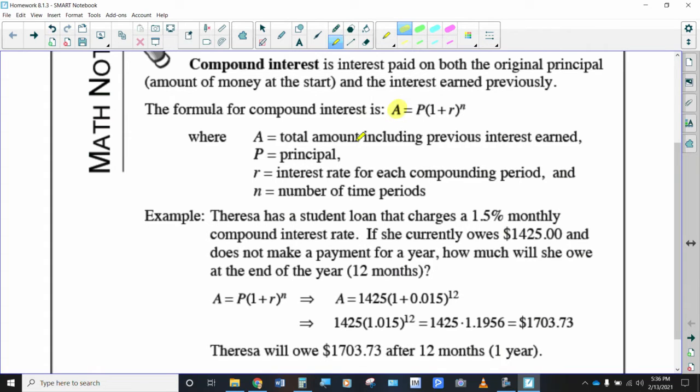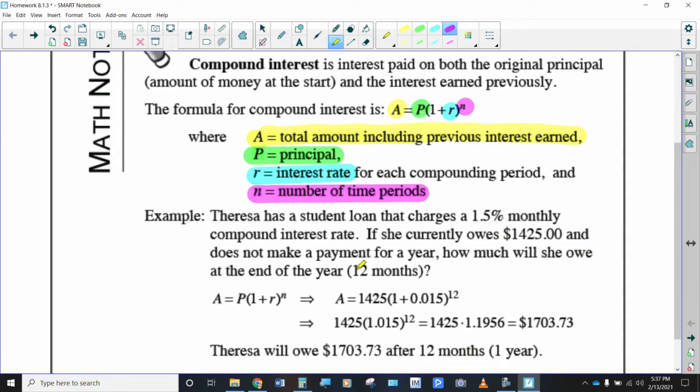Okay, so A represents the total amount that you're going to have after you complete this process with your calculator. Your principal is the amount that is either borrowed or deposited into an account, whether it's a savings account or a loan of some kind. Your interest rate always gets added to the 1. There's your interest rate for the compounding period, and the number of times. If you're using the variable n, I used t, it doesn't make any difference. The number of times that your particular account is being compounded.